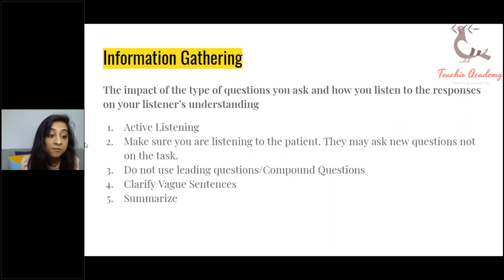Moving on, clarify vague sentences. What vague sentences mean, for example, if the patient tells you, oh, doctor, I'm so worried. Oh, doctor, I think I'm going to die. So try and clarify that. Ask the patient, why do you think so? Why did you say that? Is there a reason that you're worried about dying? So try and clarify these vague sentences. One, they'll build up your marks on information gathering. Two, you'll score marks for relationship building. Three, you'll score marks for sympathy and empathy because you're actually listening to the patient. Summarizing again will help you score higher on information gathering.